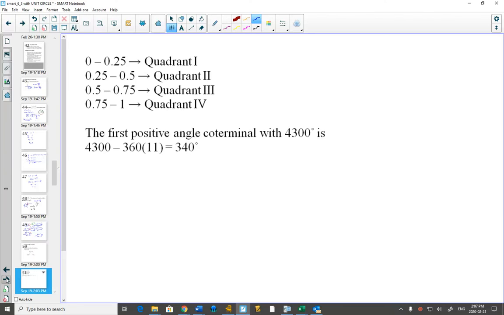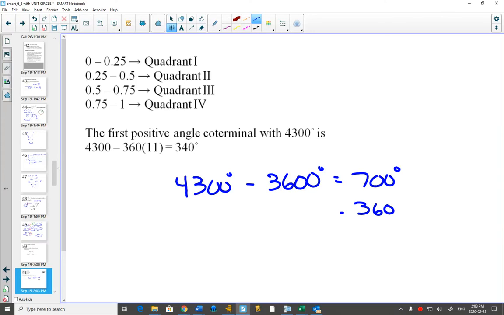If you didn't have a calculator, what you would probably do is start with 4,300 and start subtracting 360 until you got to an angle that you recognized. I would probably, if I was doing mental math, subtract 360 10 times in this case. That would leave me with 700 degrees. Then I'd say, oh, I'm going to subtract 360 again. Leaves me with 340 degrees. So now I would say, oh, that's in quadrant 4.